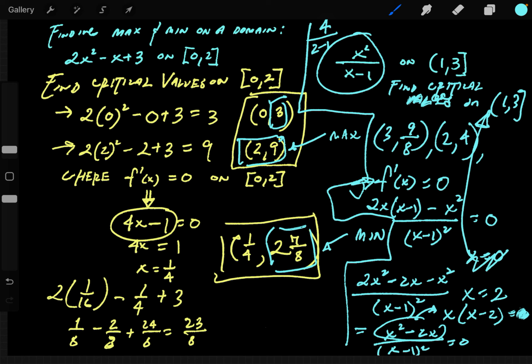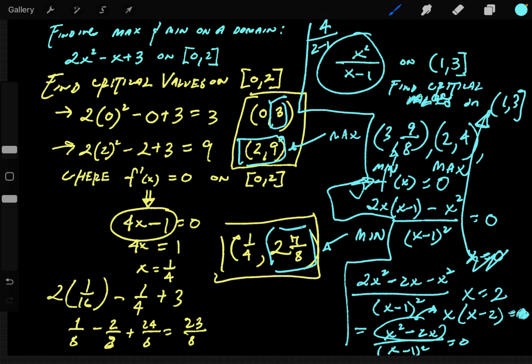Now, where is it that it's undefined? This derivative is undefined when x is 1, but that's not in the interval, so I don't care. What that means is that your max is at this point, and this is your min. And you could even make a different conclusion here.